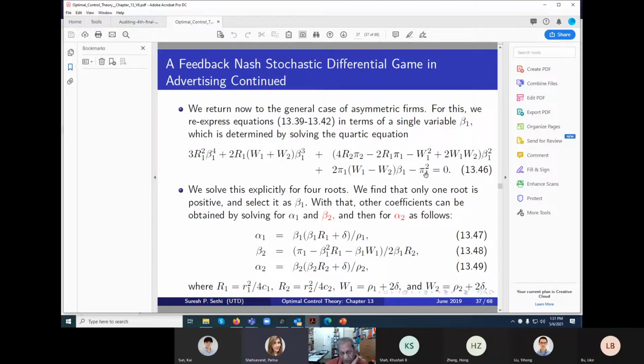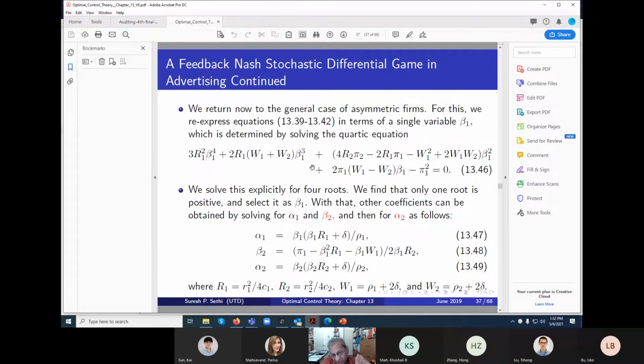It's called a quartic equation, or also called a biquadratic equation. Because of four roots, we need to figure out which one to use, and in the Prasad and Sethi paper we show, with a little bit of algebraic knowledge of roots, how to solve these equations. We can show that only one root is positive, and we take that positive root.